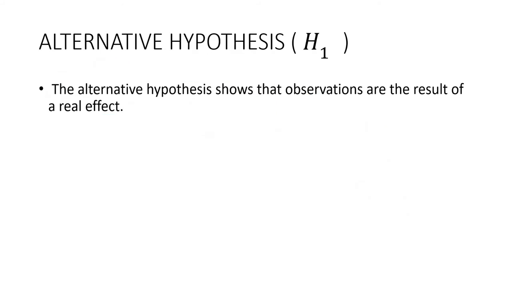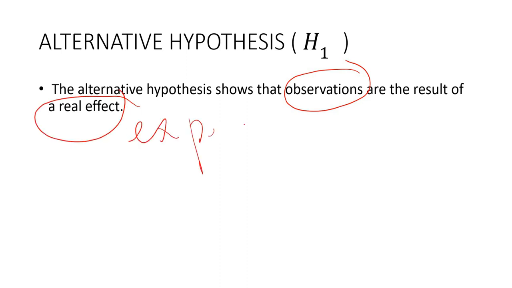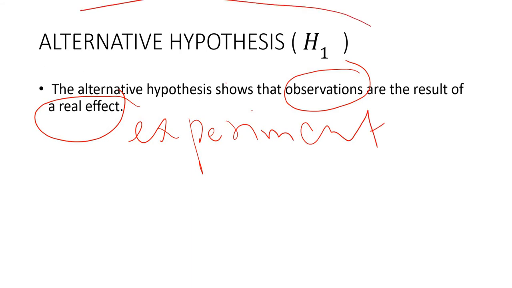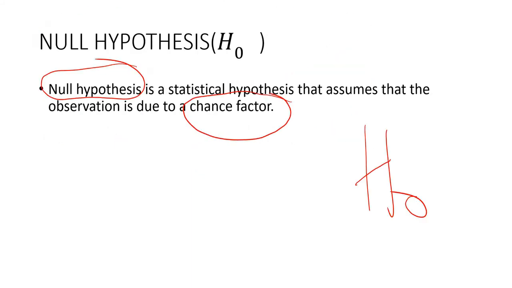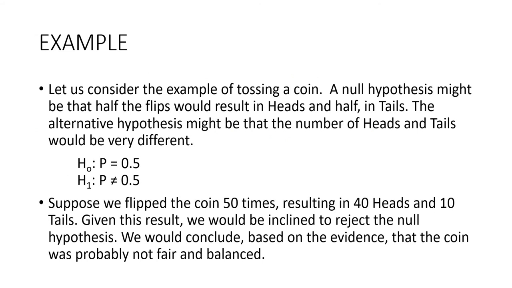I will give you an example, then you will get more clarity on the null hypothesis and the alternative hypothesis. The alternative hypothesis shows that observations are the result of a real effect. Here the observations are the result of a real effect. You need to conduct experiments. You need real-time data for the alternative hypothesis. But for the null hypothesis, it's just a chance factor. I will give you an example, then you will understand.